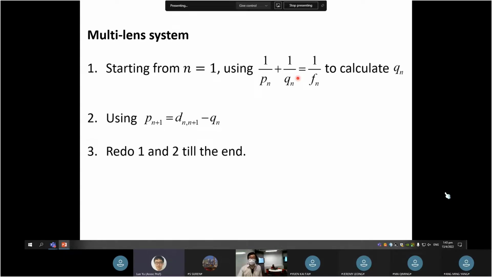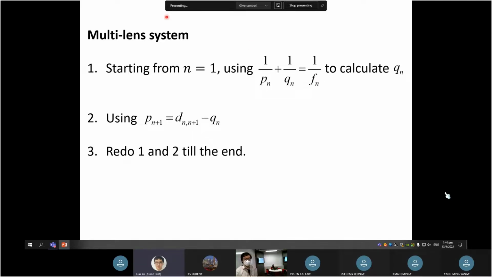So if this is the case, you just follow these 3 steps, and then you will be able to solve for the final image or the initial object. For example, if the initial object P1 is given, we start with step 1, apply the image equation for the first lens. Because P1 is given, F1 is also given, as I said, every F will be given. So in this equation, you can easily deduce Q1, the image distance in the first image step.